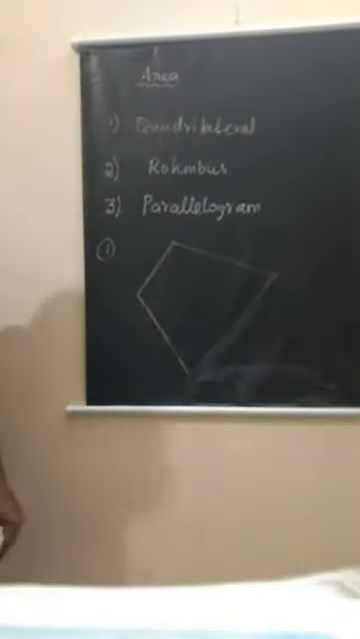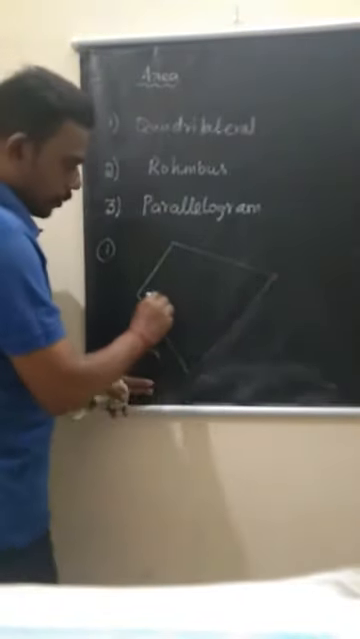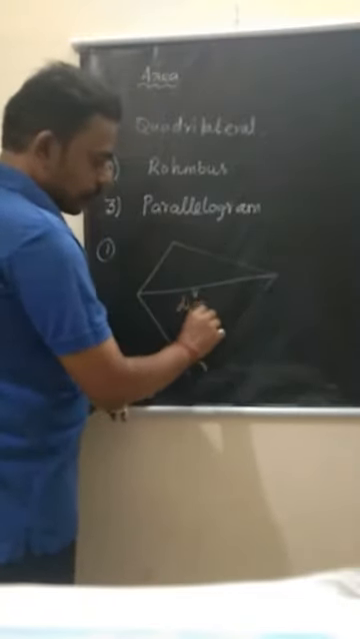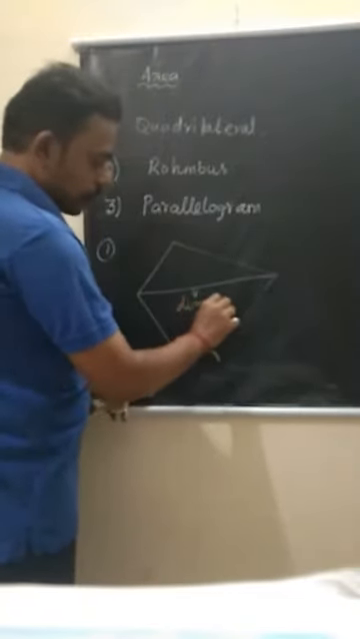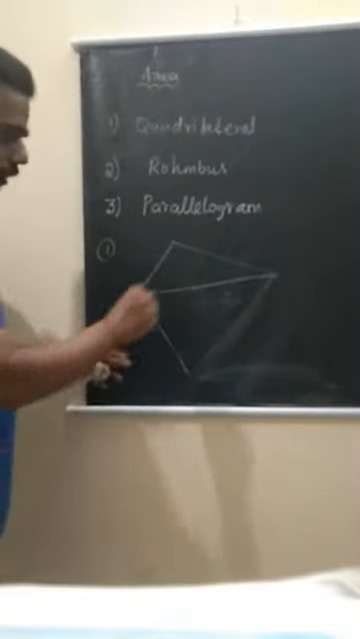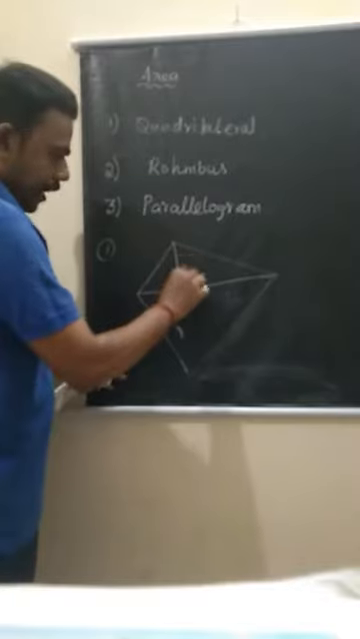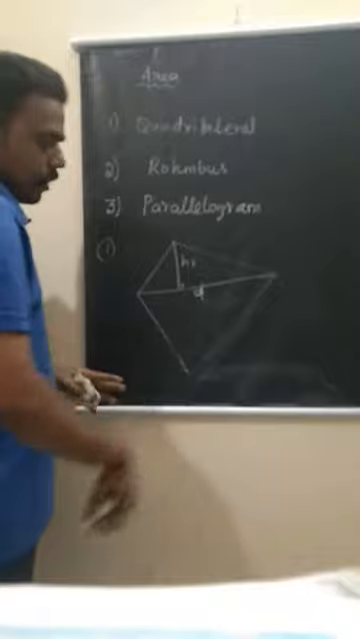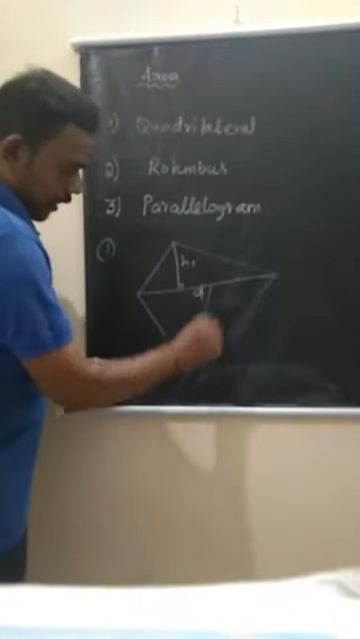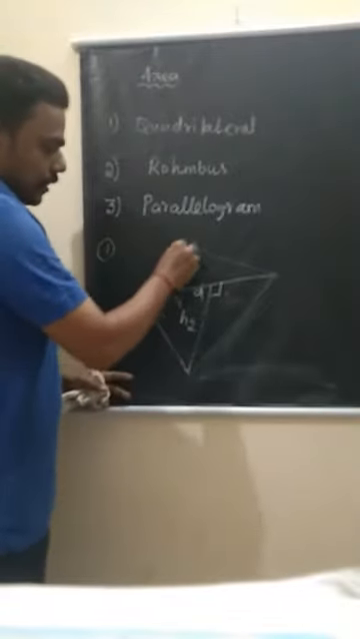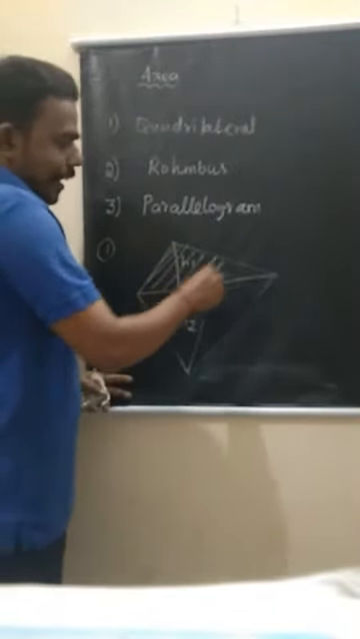Now we are going to use one diagonal. This is the diagonal. Draw the perpendicular line from the vertex, which may be H1. Give the name of our diagonal as D. Now draw another height, which may be H2. Now consider this triangle.